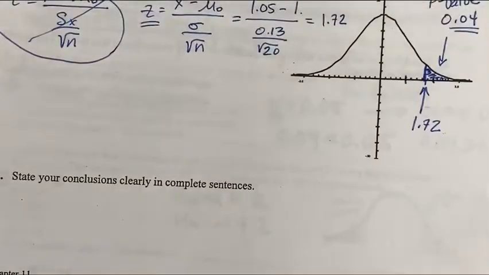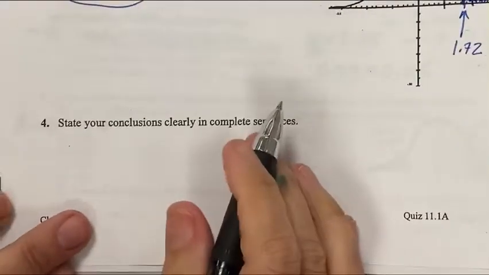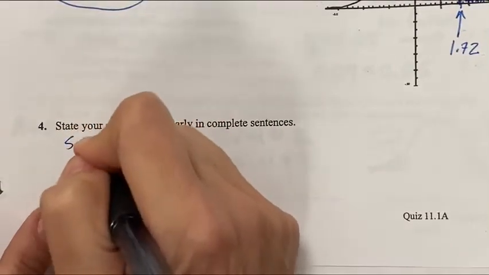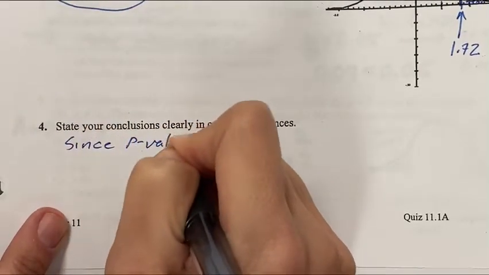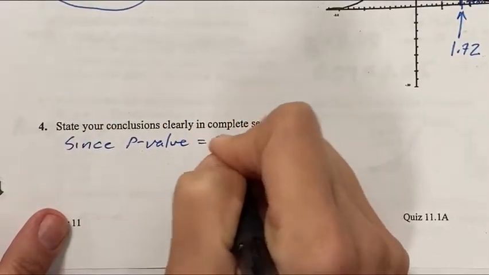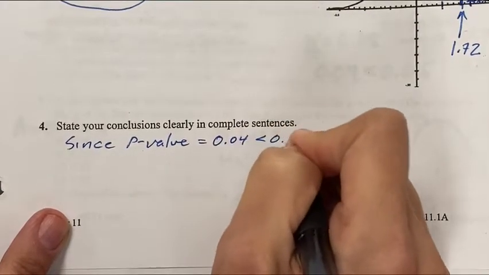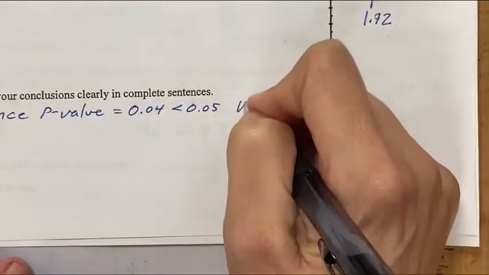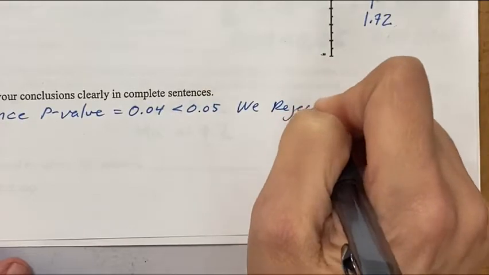State the conclusion. Okay, so that's just our wording. Since the p-value, which is 0.04, is less than 0.05, we reject the null hypothesis.